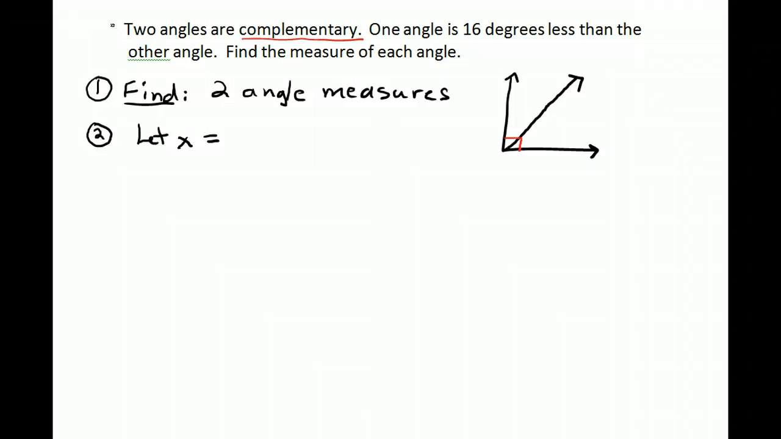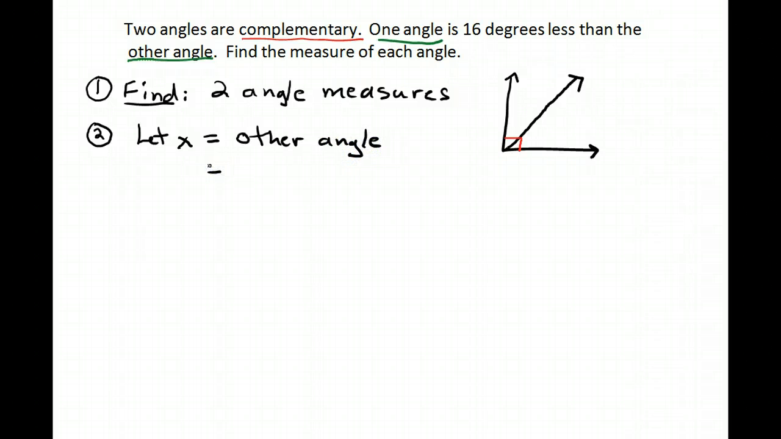So, when we look at the second sentence, it says one angle is 16 degrees less than the other angle. So I've got one angle and I've got the other angle. Now, when you have more than one quantity being represented, you need to let x be the one that you know the very least about. So if I say, what do you know about one angle? You would say, oh, it's 16 degrees less than the other angle. If I say, what do you know about the other angle? You'd probably pause for a second because you don't know. So that's what we're going to let x equal. It's going to be the other angle.